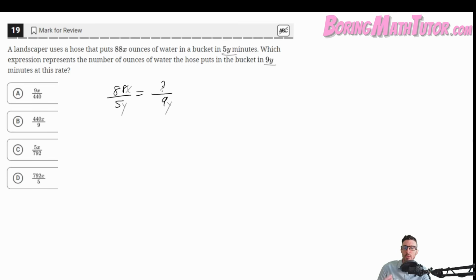It was 9y. So now the proportion is set up correctly, and nice enough for us, the y's can actually cancel out on both sides, and all we have to do now to solve for that mystery amount is to get rid of the divide by 9. Well, how do I get rid of a divide by 9? I get rid of it by multiplying by 9. That'll get rid of it, and now you're left with this, and it looks like 9 times 88 is probably 792, and I should be done with the problem right then and there.